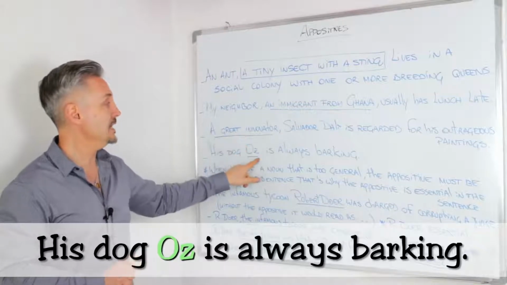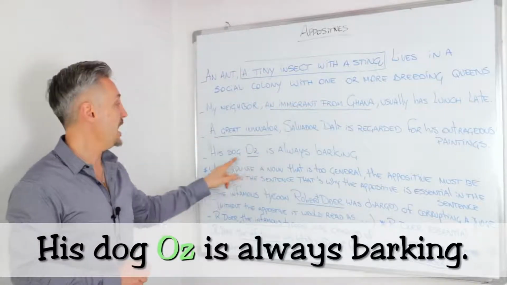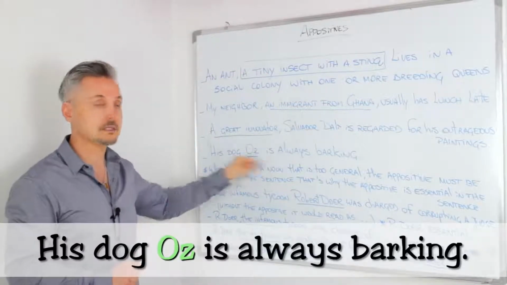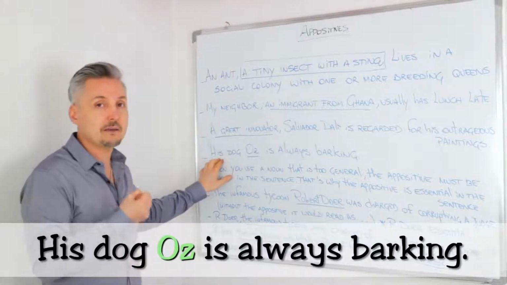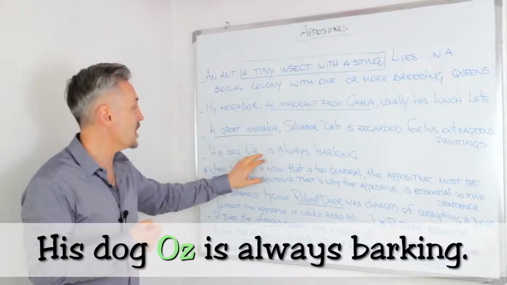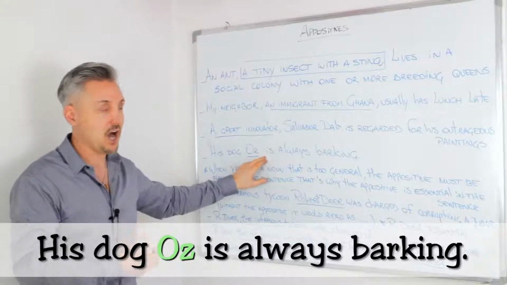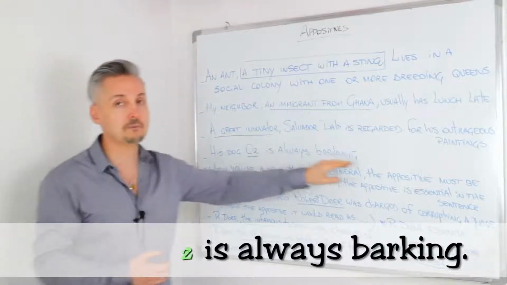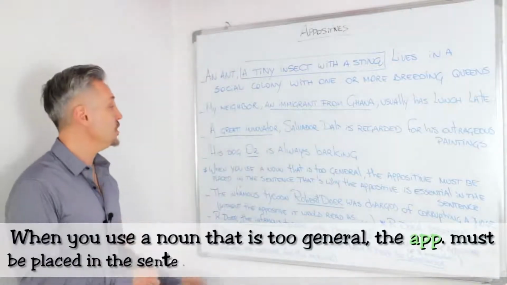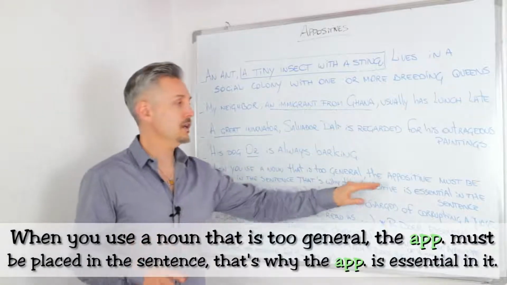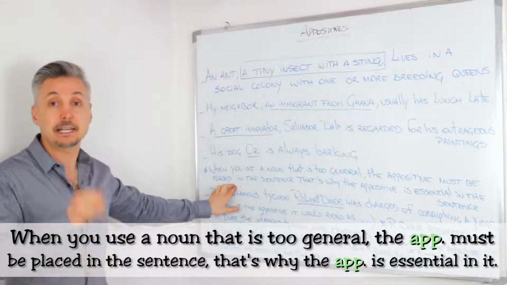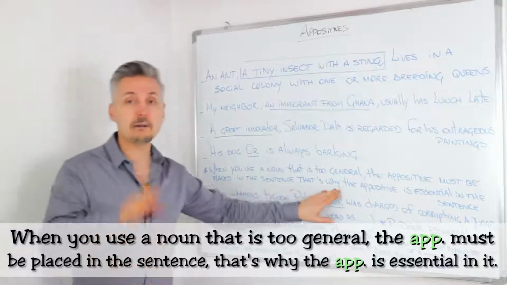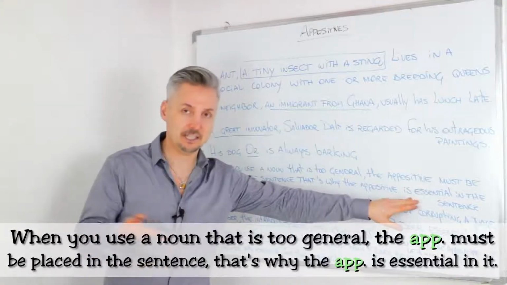Now, the other example that I listed at the beginning was, his dog Oz is always barking. Oz here is the appositive and is without commas, because I'm actually describing the dog, so his dog Oz. No other dog. His dog Oz is always barking. Now, when you use a noun that is too general, the appositive must be placed in the sentence. That's why the appositive is essential in the sentence.